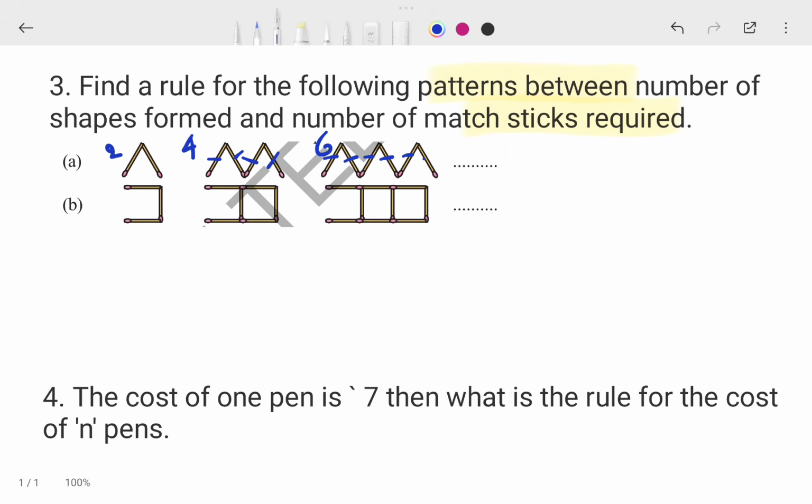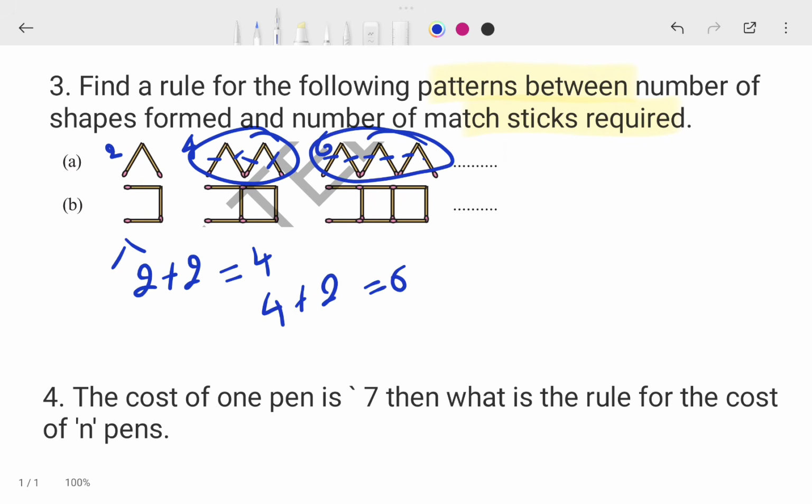So what pattern are they following? If you see, this is following the 2 pattern: 2 1s are 2, 2 2s are 4, 2 3s are 6, 2 4s are 8. It means they are following the 2 pattern. Why? Let's see. This is 2 matchsticks. In this one we added 2, so it becomes 4. After that 4, if you add 2, it becomes 6.